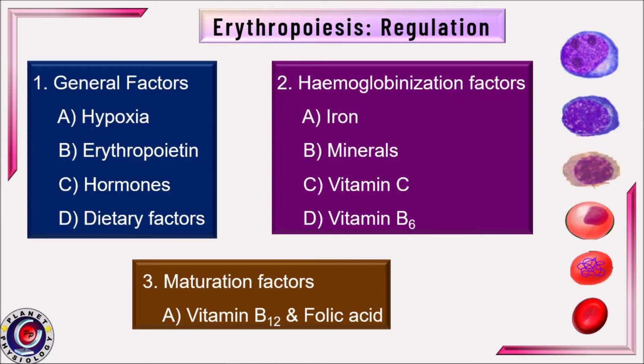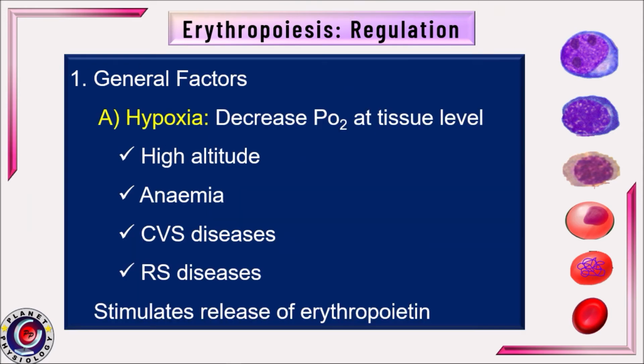All the regulatory factors for erythropoiesis can be divided into 3 gross categories: general factors, hemoglobinization factors and maturation factors. Let us see these factors one by one. So first is hypoxia. Decrease in partial pressure of oxygen at tissue level is called hypoxia. It can occur at high altitude or due to anemia or due to cardiovascular or respiratory diseases.